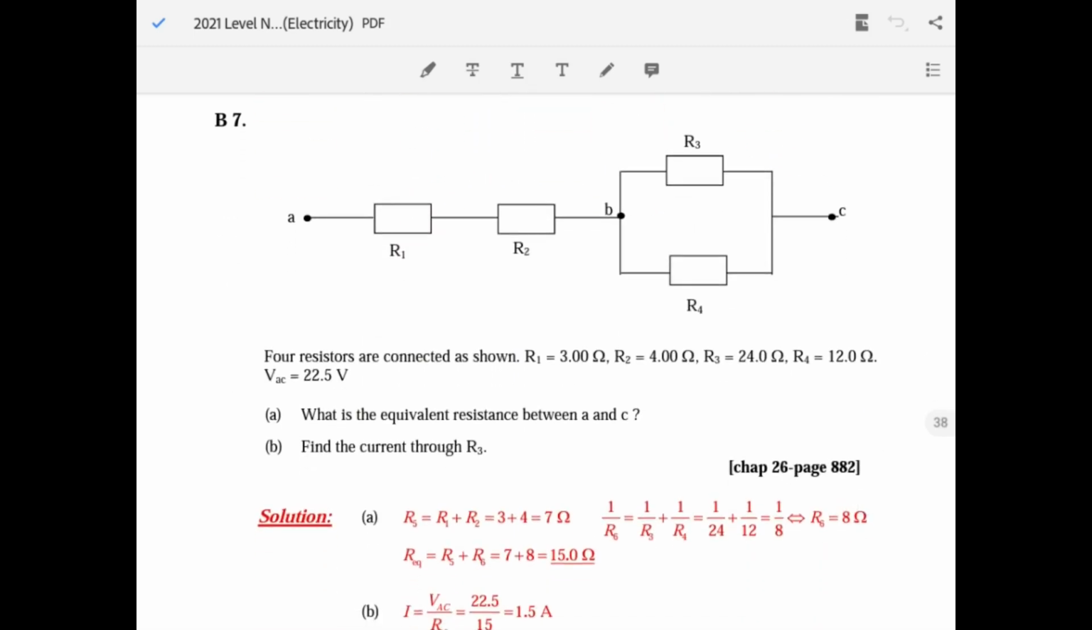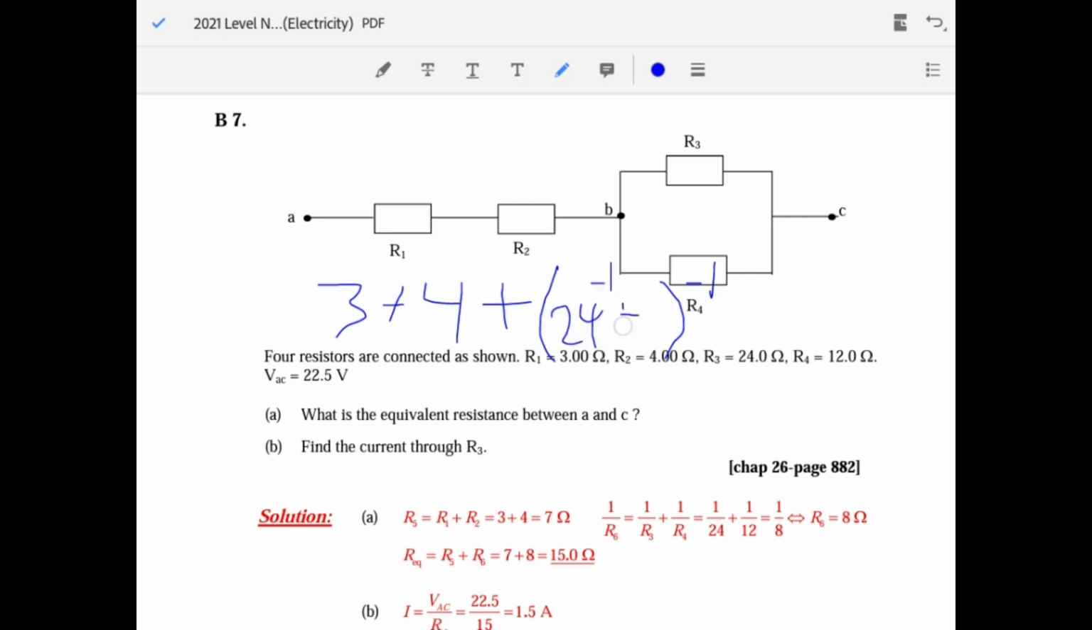B7, 4 resistors are shown. What's the equivalent resistance between A and C? Resistors in series, you can just add them up. So here, R1 plus R2, so 3 plus 4. And then you have to add the equivalent resistance of the parallel pair. It's not simple, but you can do it on your calculator easily. You put open parentheses, the power of minus 1 with one click of a button. Then R3 and R4 is 24 inverse, click the button again, plus 12 inverse. And you should get your answer. You just add that, that's the total.